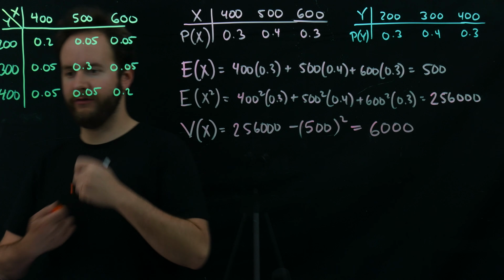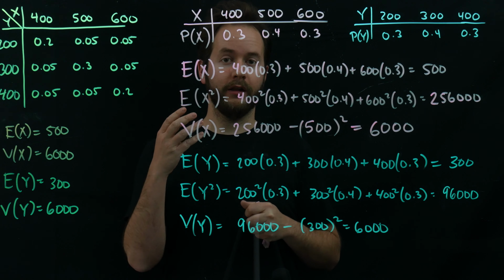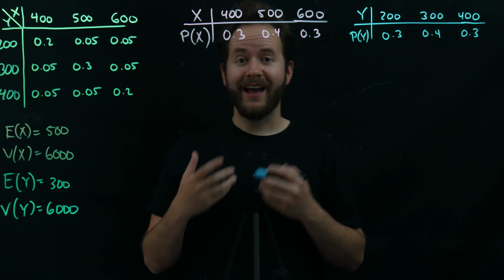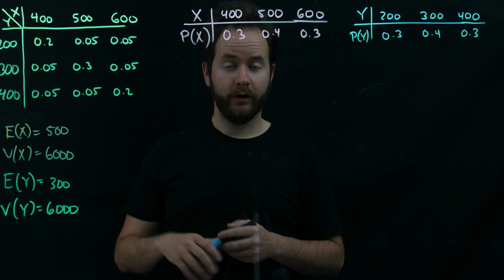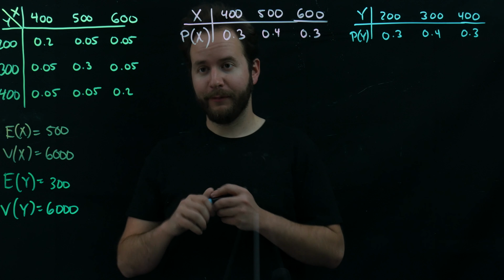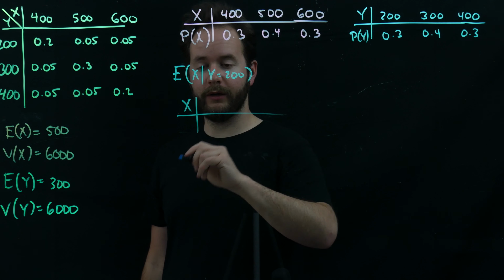Now, we've already answered the question about what the expected rice crop is, but now we want to answer a question about what the rice crop is when the lentil crop is 200. So when I say expected value of x given y is equal to 200, I'm now only looking at the row of the joint distribution that corresponds to y equals 200. So now I'm going to recreate this marginal distribution, or rather, it's no longer called a marginal distribution, it's called a conditional distribution, since it's conditioned on the fact that y equals 200.